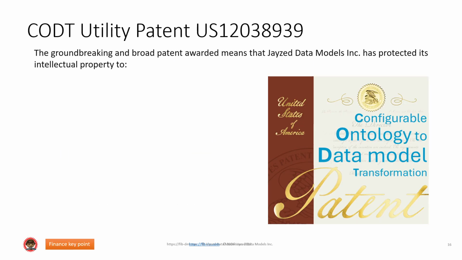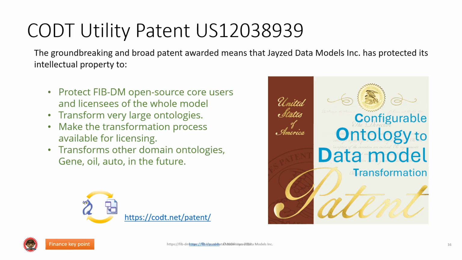So the COD utility pattern is quite groundbreaking and broad. It means that the data model has protected its intellectual property, and with that, it protects open source core users and licensees of the full model. That enables institutions to transform very large ontologies and makes the transformation process available for licensing. And with that, we can transform other domain ontologies like gene, oil, auto in the future.